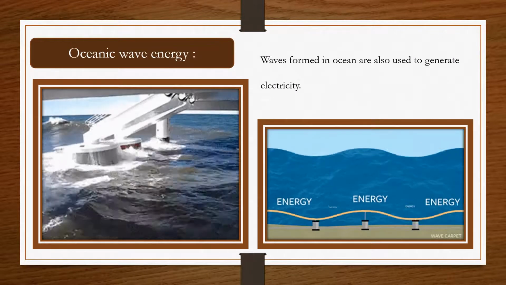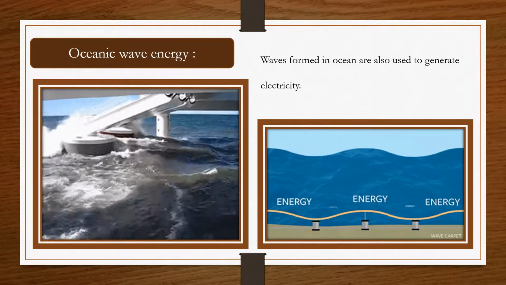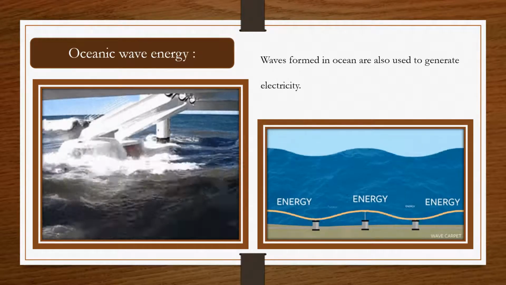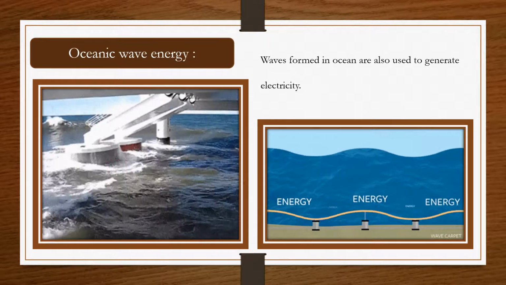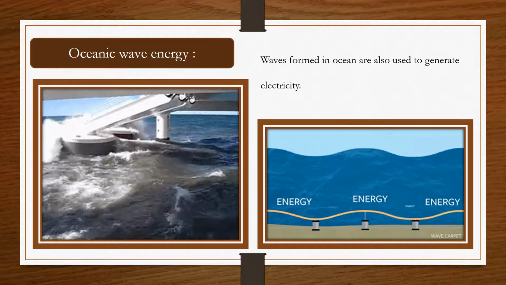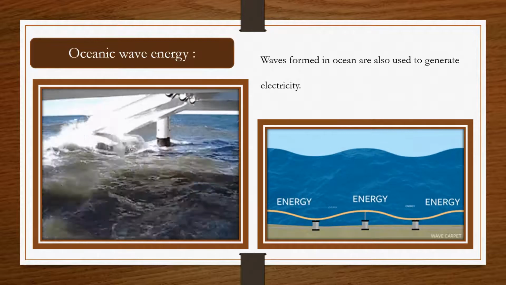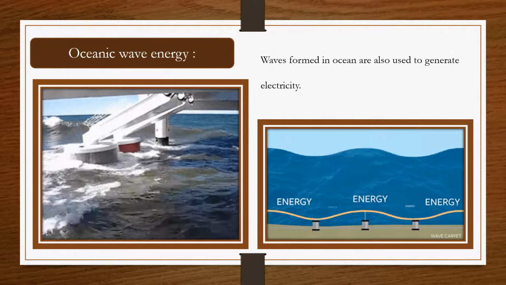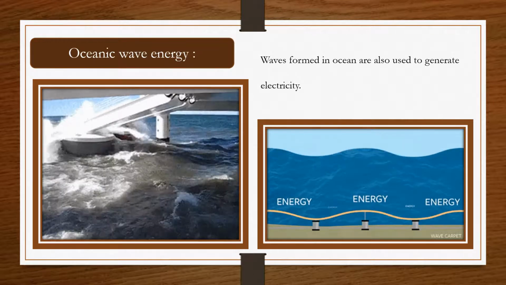Now let's learn about the energy obtained from oceanic waves. Now while sea waves move forward in a certain direction, the water moves up and down regularly at a position. So this too can be used to generate electricity. That means we can say that waves formed in the ocean are also used to generate electricity.